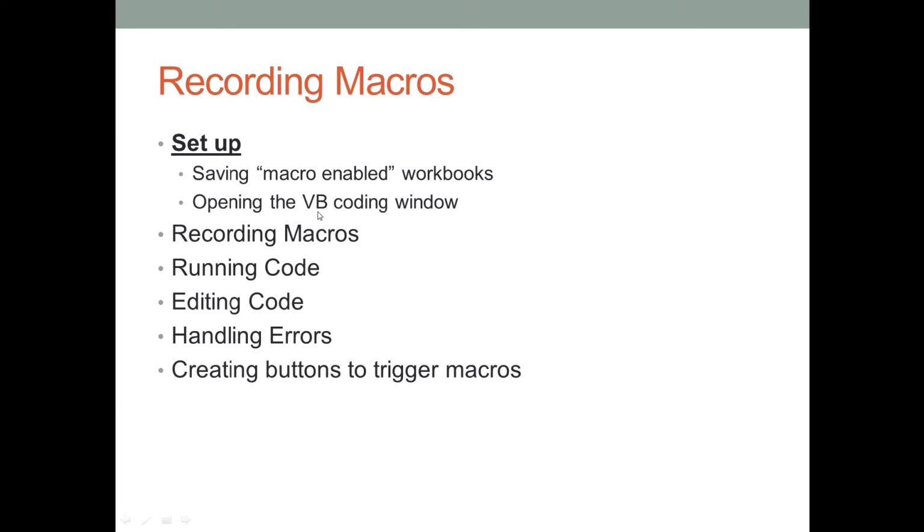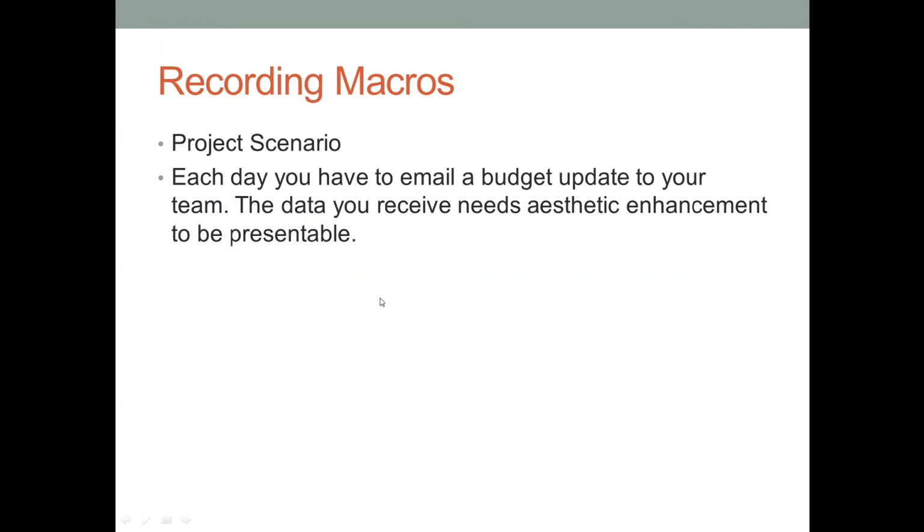We must do that. And then we're going to investigate the VB coding window, so the Visual Basic coding window, and we're going to investigate the code. So you need to be able to open that coding window, and there's some steps to do that. Really simple, one-time things, but they're important. Okay, well, let's jump right into our project scenario then.